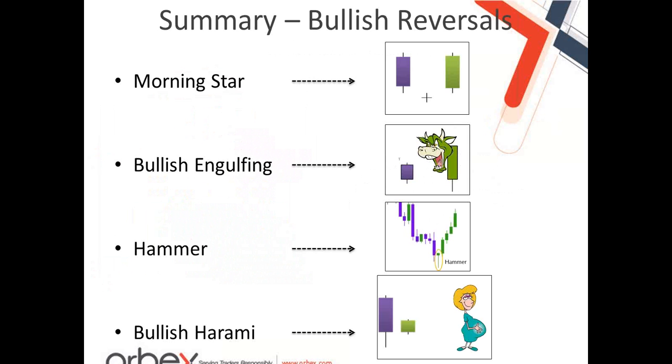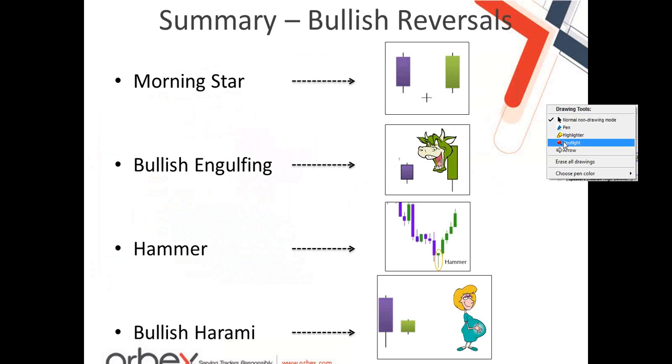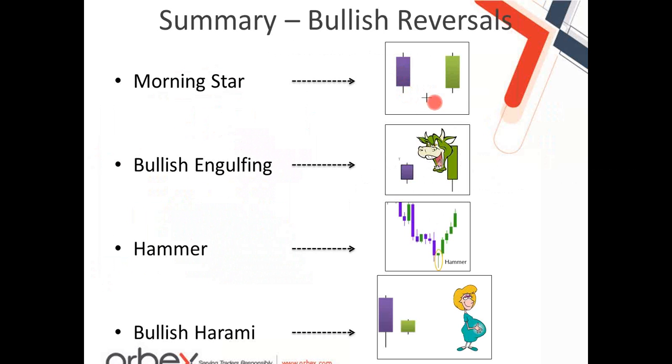But this is a summary of the bullish reversals. We had the morning star, a strong bearish candle followed by indecisiveness in the market, followed by a very strong bullish candlestick. Then we had the bullish engulfing, a small bearish candlestick followed by a very strong engulfing bullish candle, right? And then we have the hammer that hammers out a bearish market.